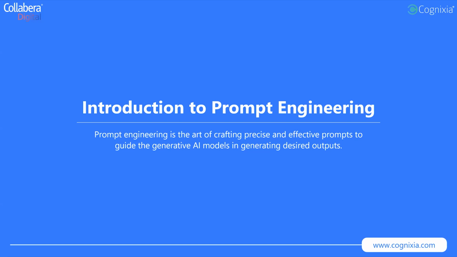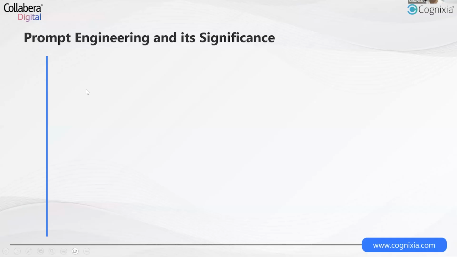Whatever I wrote in the ChatGPT platform, that was also an example of a prompt. So what is prompt engineering? Essentially, prompt engineering is an art of crafting precise and effective prompts to guide AI models in generating desired output. So it's a way of crafting a prompt, a question, in an effective way so that AI models can generate the right answer. How good your prompt is determines the quality of results you're going to get.